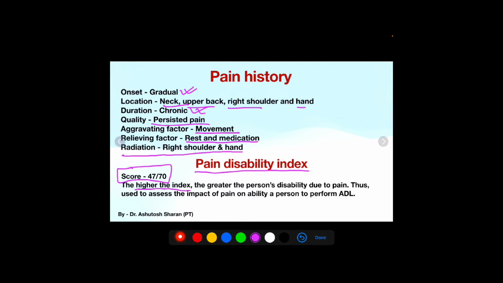Okay, so the higher the index, the greater the person's disability due to pain. So this is why the pain disability index is important.